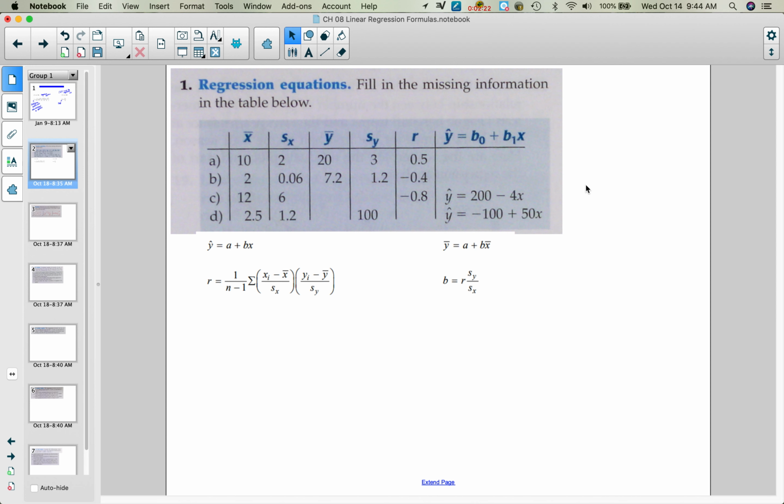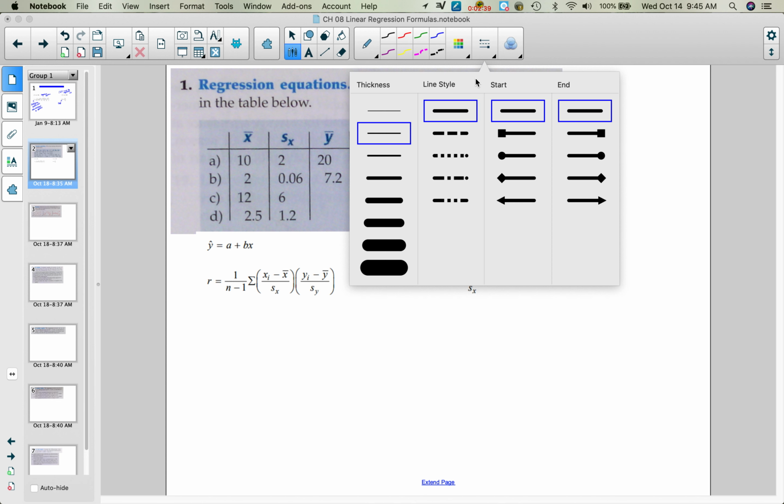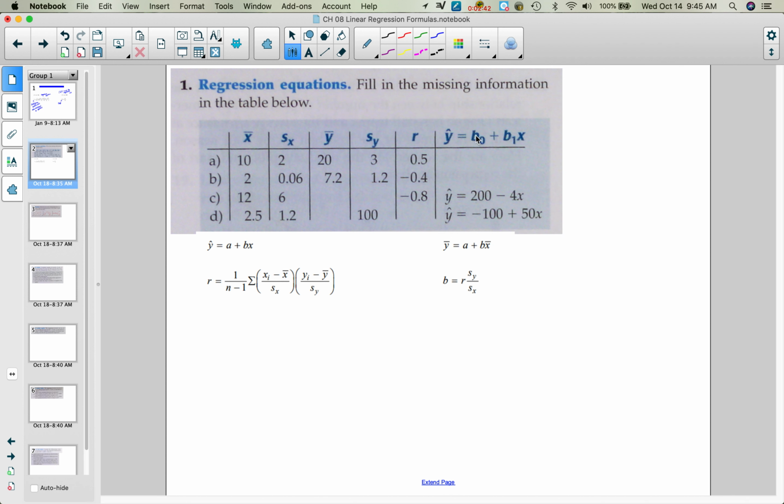So this is number 1 from your textbook, and the only downside is that our textbook is older, and the formula sheet used to have b naught plus b1x, so I'm kind of glad that they made this a little bit better, matching the calculators. So I'm just going to think of this as a plus bx. Okay, so when you're doing a problem like that, just be aware of that.